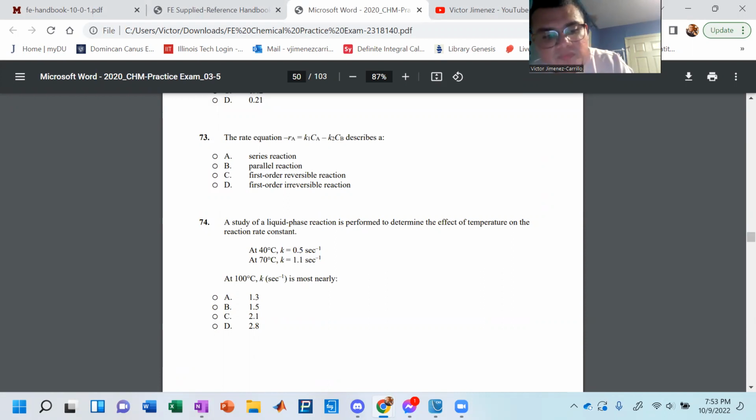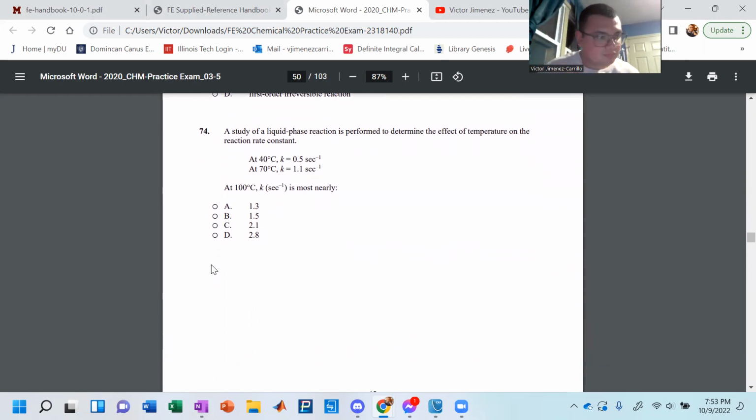In a parallel reaction, it is A yields desired product and A yields undesired product, where you'll have two separate models for RD, the rate of the desired reaction, and RU, the rate of the undesired reaction. And the overall rate will be RA equals RD plus RU. In this case, that is also not being described here. An irreversible reaction is just something simple, where it'll be RA equals K1CA, which is not this. A reversible reaction describes it going forward and backwards, which is what we're witnessing here. So the answer is a reversible reaction.